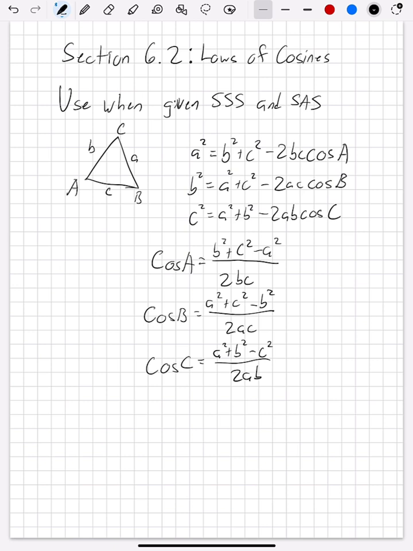It's not harder than laws of sines, but it's a little bit more computational and just a little bit longer. So again, try to use laws of sines first, but we do have to use laws of cosines when given three sides, or a side, angle, and a side where the angle falls between the sides. All right, so let's go over an example.